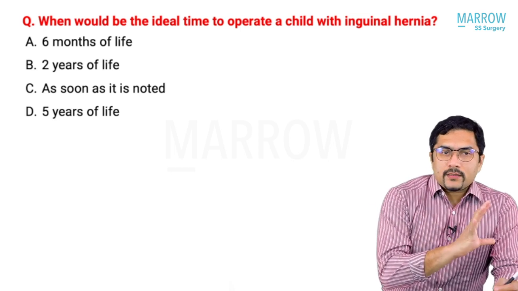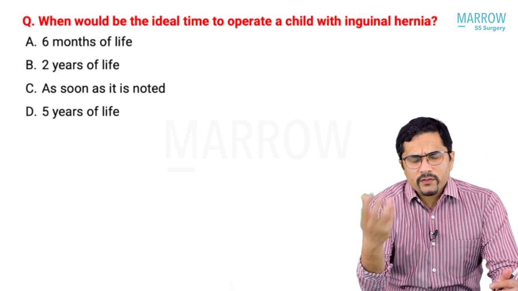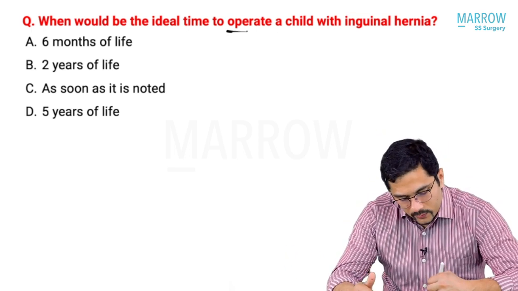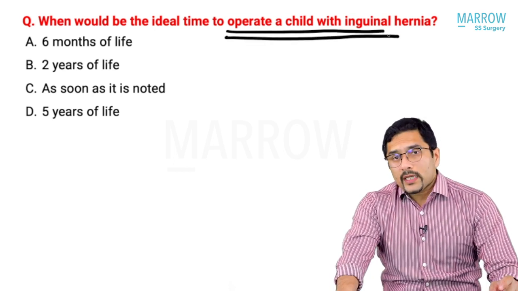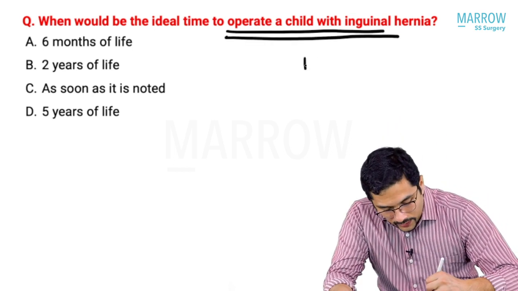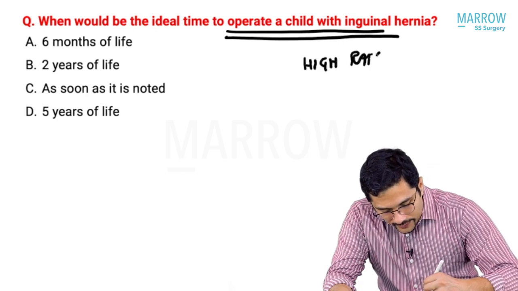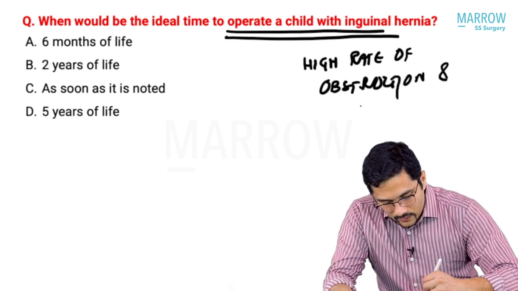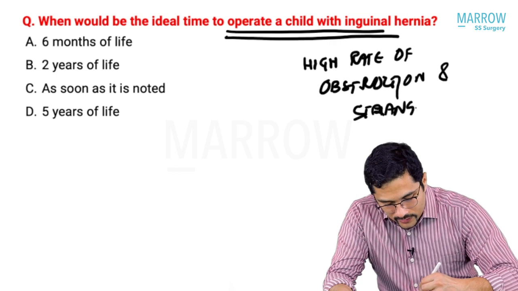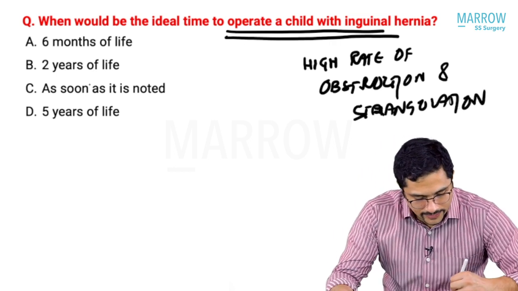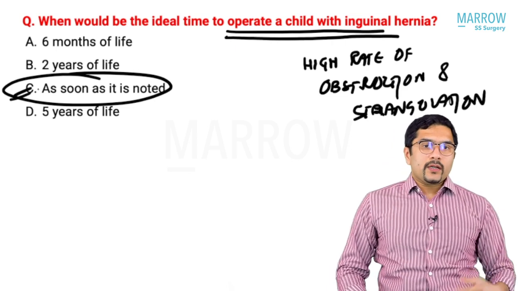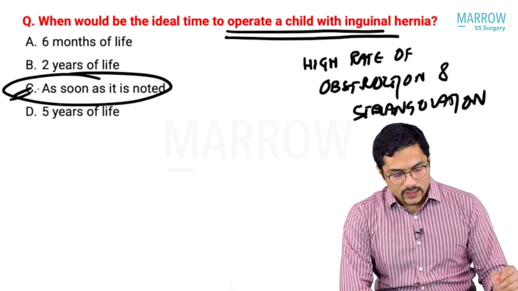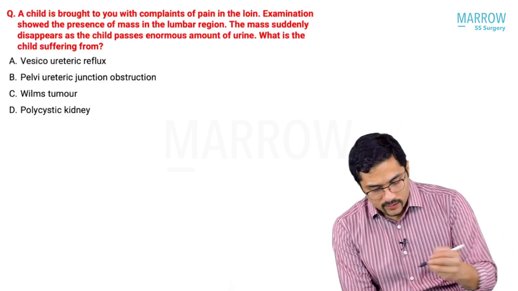There were a couple of questions from pediatric surgery which were very straightforward, very simple. One of them was, what is the ideal time to operate a child with an inguinal hernia? We know that children with congenital inguinal hernias have a high rate of obstruction and strangulation, and that is why it should be done as soon as it is noted. So, once you note a patient has an inguinal hernia, you will operate within 5 to 7 days after working up the child. So, as soon as possible the surgery will be done.